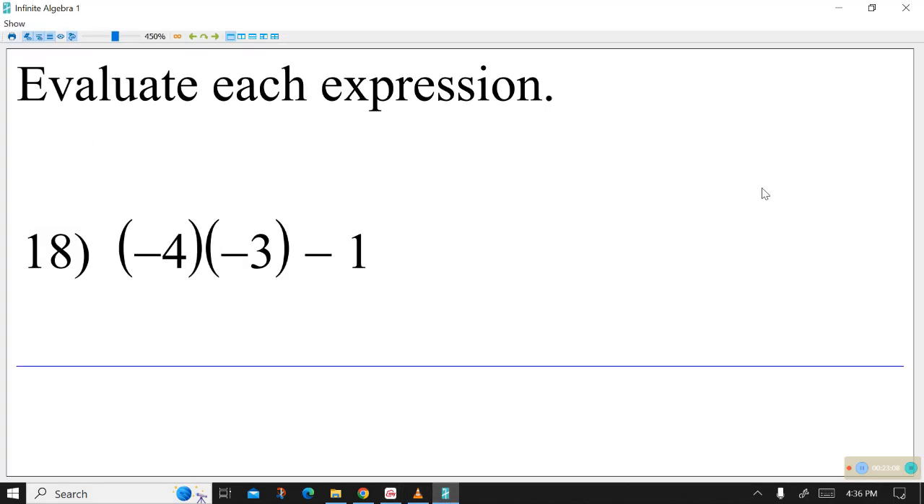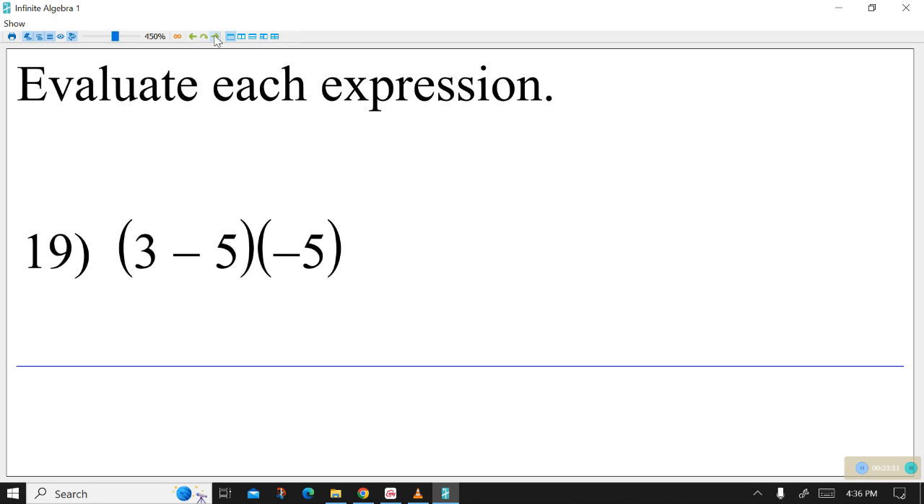Alright, now let's look at the last two problems. Okay, 19. So go ahead, pause this one and try it on your own, and I'll put the answer up here. Okay, and hopefully you did that in your head. We got negative 2 in the parentheses times negative 5. So a negative times a negative makes a positive. And so negative 2 times negative 5 makes positive 10. Now for number 20, we get this last one. 5 minus 4 equals 1. And 1 plus 4 makes 5, so this would be easy enough like that.